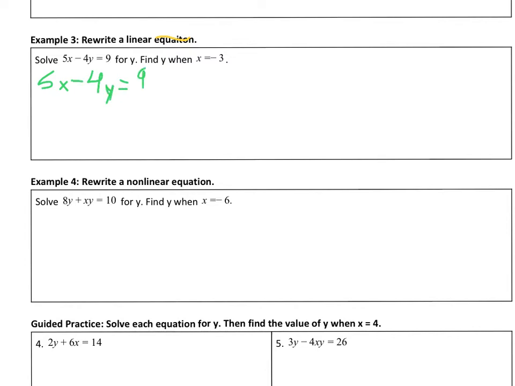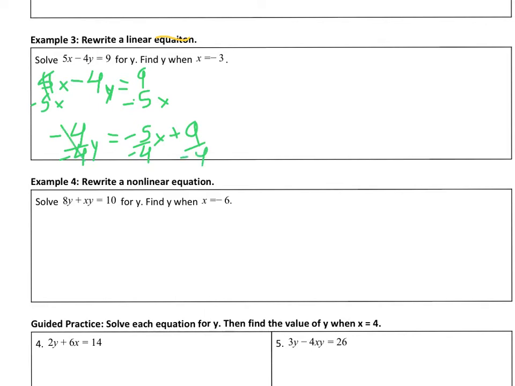Solving that for y means I have to get rid of 5x and that negative 4. So for me to solve that, first step, subtract 5x, keeping everything the same. Negative 4y equals negative 5x plus 9. And if you wrote that as 9 minus 5x, it's the same thing, right? I just like writing the variable term first. To finish that out, I'm going to divide both sides by negative 4.